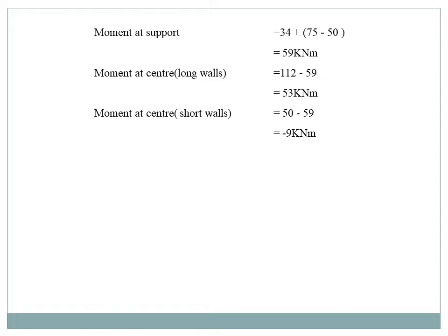Then moment at center for long walls. Long walls means based on the size. Moment at center is equal to the moment minus the support moment. So the center moment is found by neglecting the support moment. The moment at center for short walls is the moment minus the supporting moment, so minus 9 kilonewton meter.